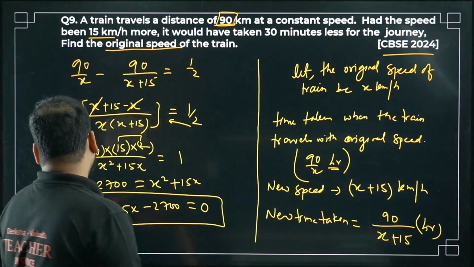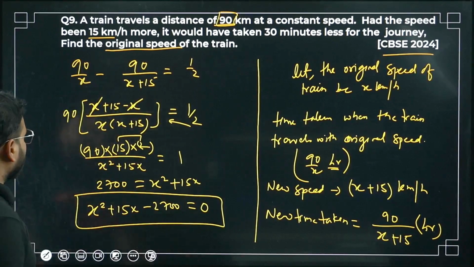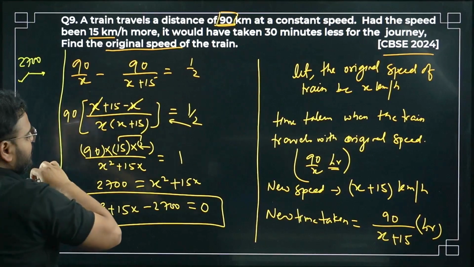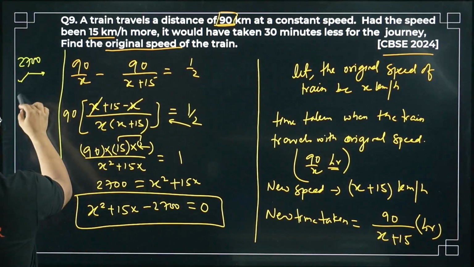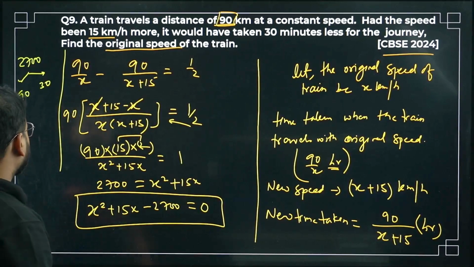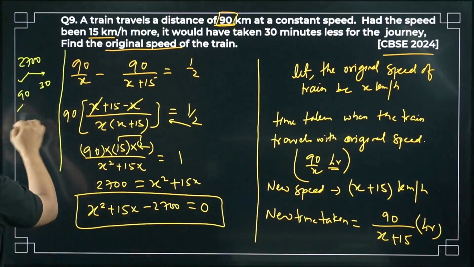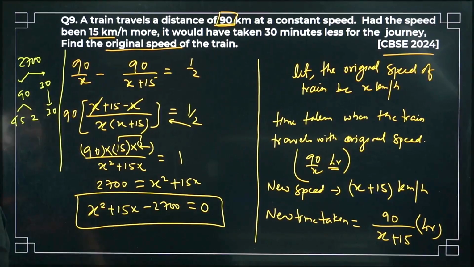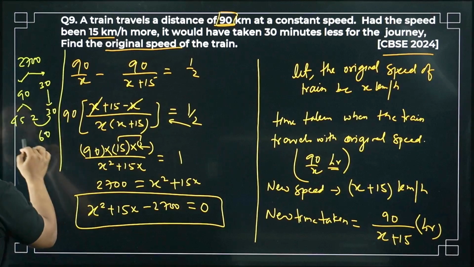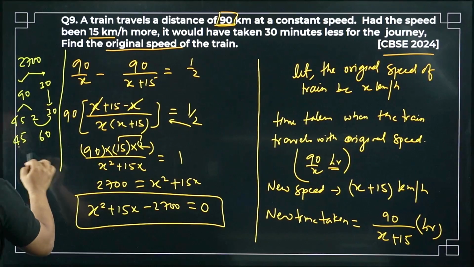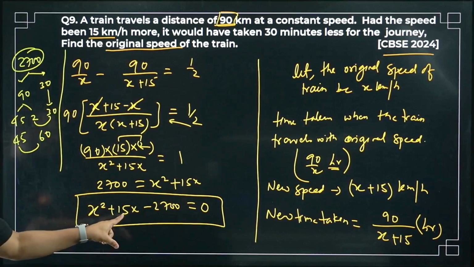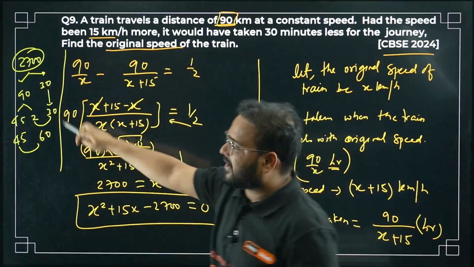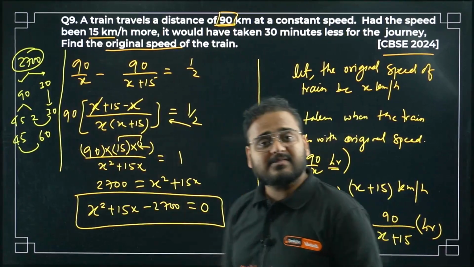Check this out. 2700 I have to break up, right? One second, I'll put an effort into this. 2700 we have. Break it like this: 90 into 30. Now I can make this as 45 into 60. Bring these together. Their product will be 2700 because of the factors I've taken, and their difference is 15. It means the factors will be suiting.